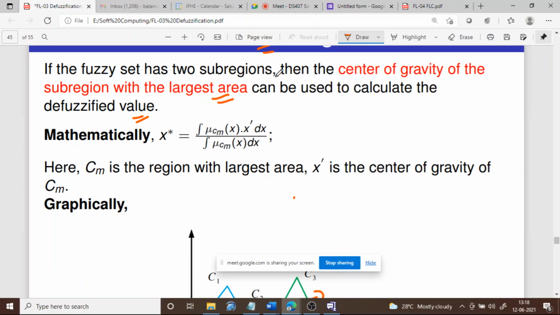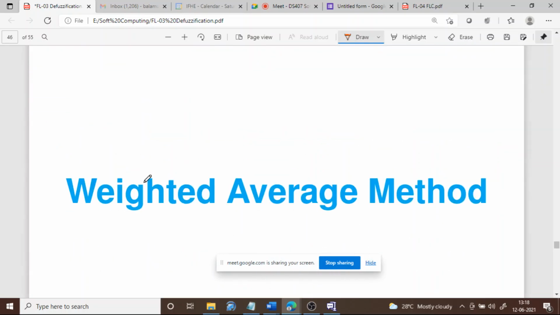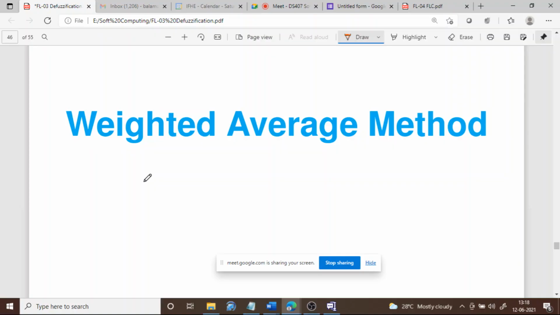If the fuzzy set has two subregions, then the center of gravity of the subregion with the largest area can be used to calculate the defuzzified value, and it is represented like this. Integration of mu Cm(x) into x dash dx, where x dash is the center of gravity of the Cm. Cm is the one with the largest area. Okay, so that's it about the centroid based methods.